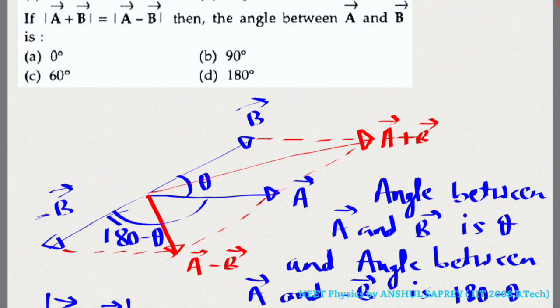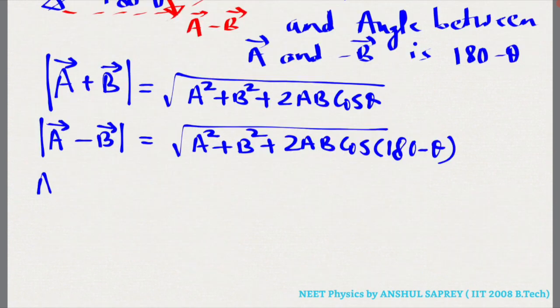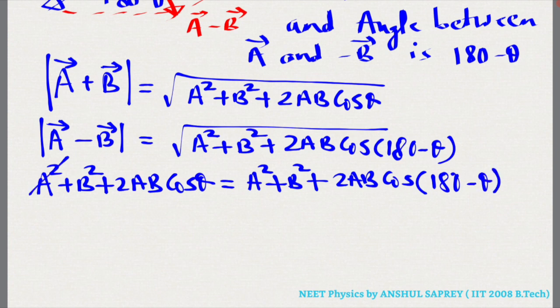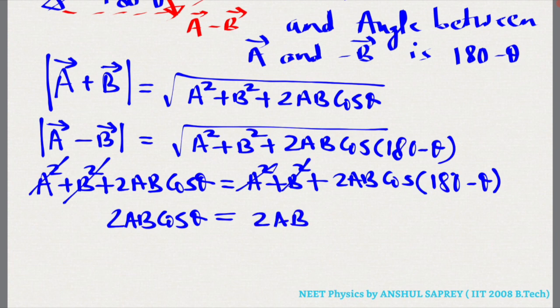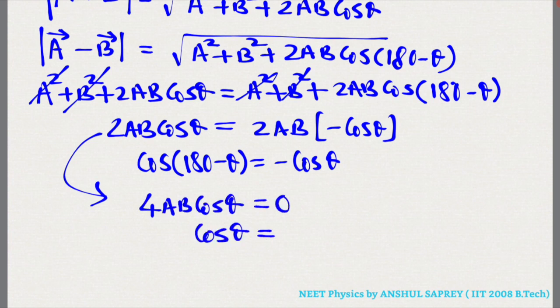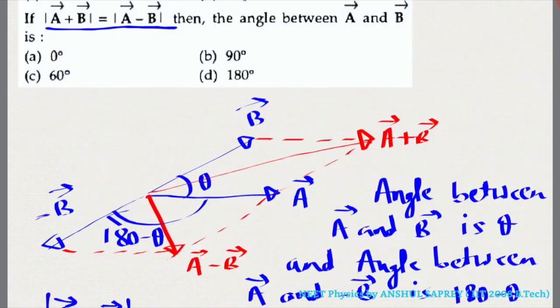Now according to the question, these magnitudes are equal, so let's equate these. So we'll get a square plus b square plus 2ab cos theta is equal to a square plus b square plus 2ab cos 180 minus theta. A square cancels, b square cancels, 2ab cos theta is equal to 2ab into, now cos 180 minus theta is equal to minus cos theta, so we are getting 4ab cos theta is equal to 0, or cos theta is equal to 0, so theta is equal to pi by 2 radian, that means 90 degrees. So the correct option is B.